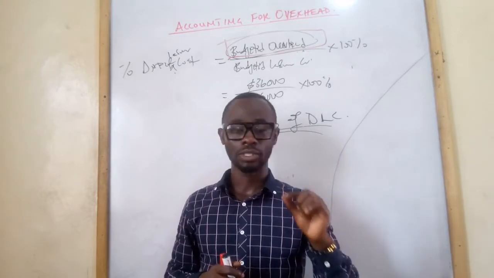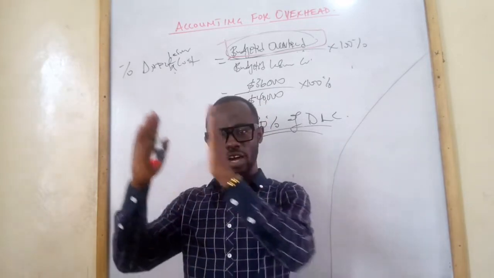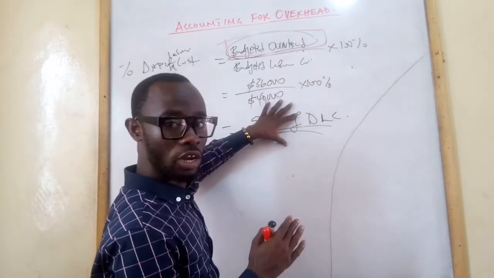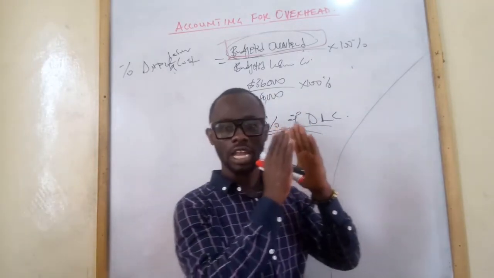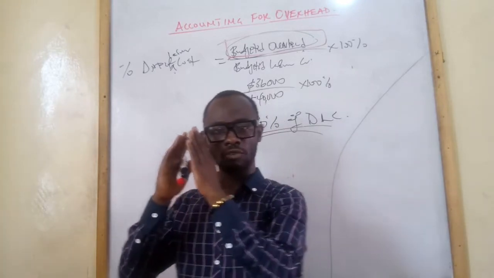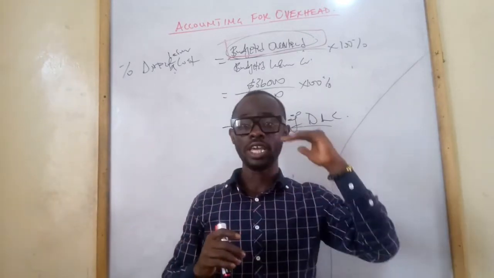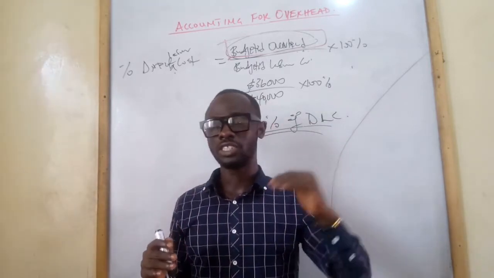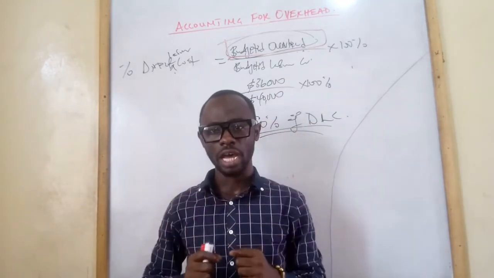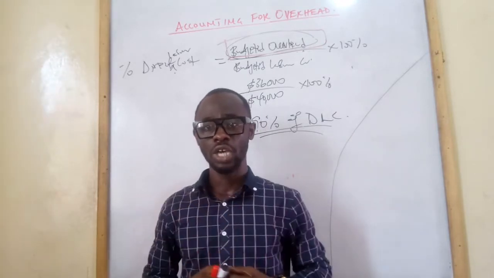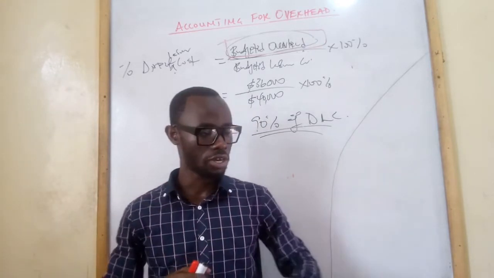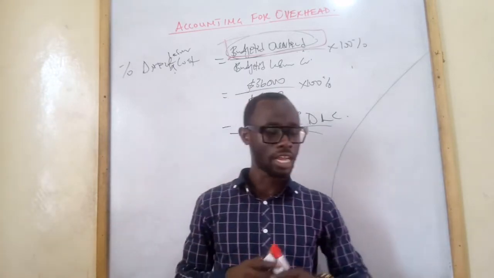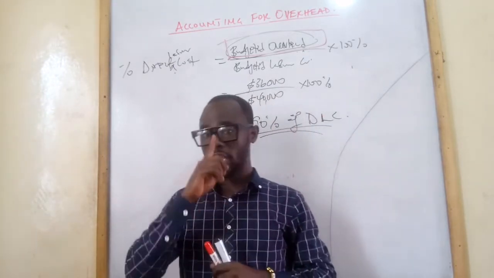But departmental absorption rate is where we calculate the overhead absorption rate for each department. Like the question we were looking at now, there is data available for department A, there is data available for department B. So we are going to calculate departmental absorption rate. But the blanket absorption rate is where we calculate the same overhead absorption rate, and we apply it to each department in the organization.